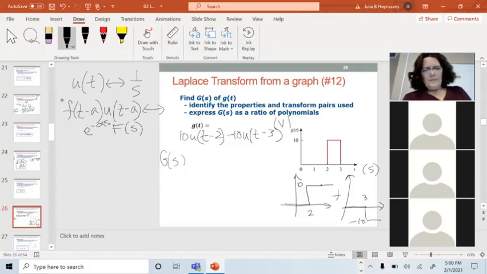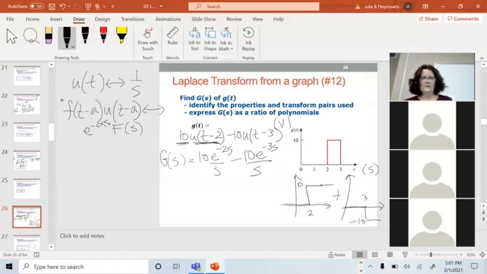So my f of t here is a constant, so I don't have to worry about the time shift. When I shift this in time, it's the same thing as taking the Laplace transform of u of t, which is 10 over s in this case, but I have to multiply it by e to the minus time shift s. And I do the same thing over here. And it's already over a common denominator.